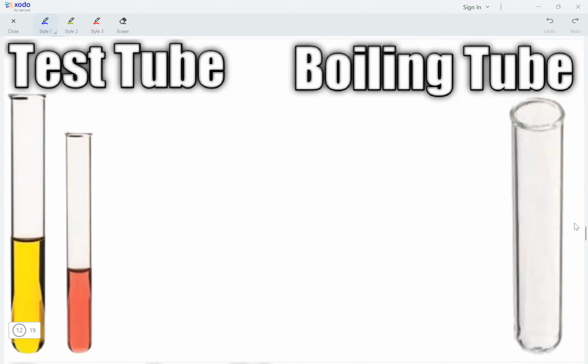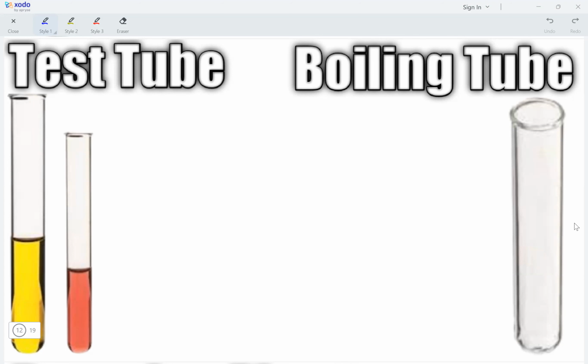Test tubes and boiling tubes are containers made of glass that are used to carry out reactions inside them. A test tube has a smaller volume and a smaller diameter as compared to a boiling tube. If we need to heat and boil something inside the tube, we use a boiling tube, which itself is also a test tube but a thicker one. And we can just perform experiments inside a test tube.